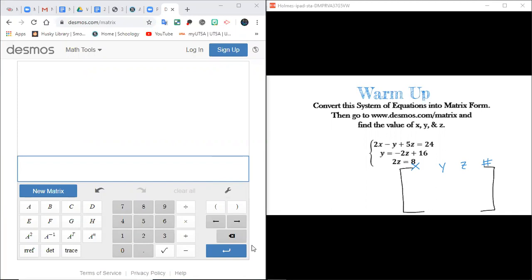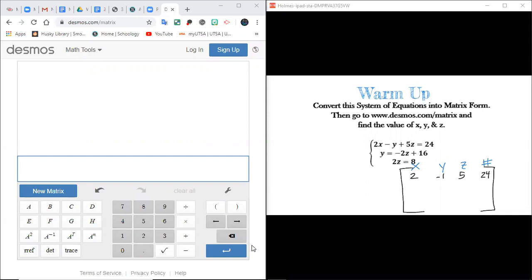So in this first equation, right, the first row here, it's already in X, Y, Z format. So we just need to be able to remove the variables and take the coefficients. So here we would have a 2, we'd have a -1, we have a +5, and a +24. So we're going to put that in here underneath those variables. 2, -1, +5, +24.